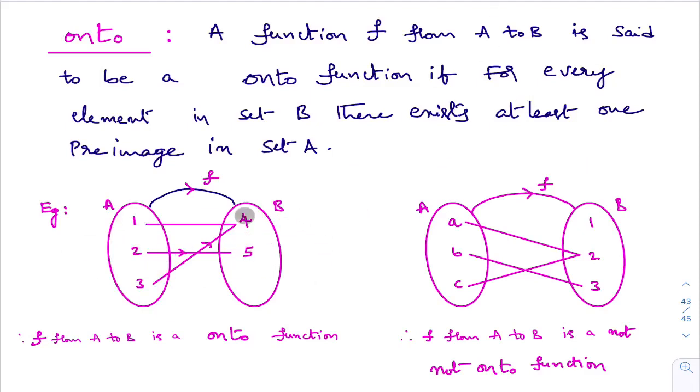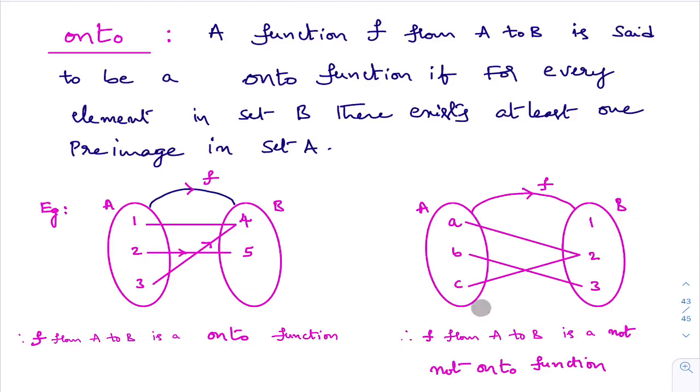You try to understand, for every element in set B. For every element, suppose 6 is there and it is not defined to any other element, there is no pre-image for 6, then can we say this is onto function? No, we cannot say. For every element in set B, there exists at least one pre-image in set A. Right? So this is the example for onto function.